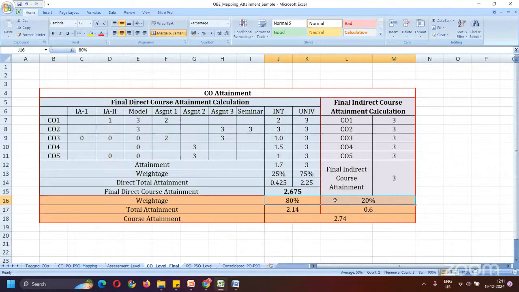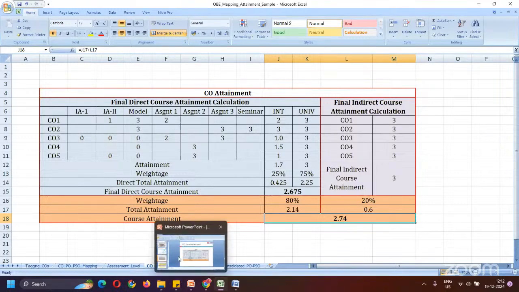So I'll be giving 20% weightage for indirect and 80 percent for direct. 80 percent of 2.65 will be taken for the final attainment, that is 2.14. 20% of indirect attainment will be taken, so out of 3, 20% is 0.6. So my final course attainment is 2.74. For each individual CO's assessment level, you take the attainment level, then calculate the overall course outcome. The outcome for the entire course is 2.74. This is the final outcome for your subject, and we call it the CO level attainment.